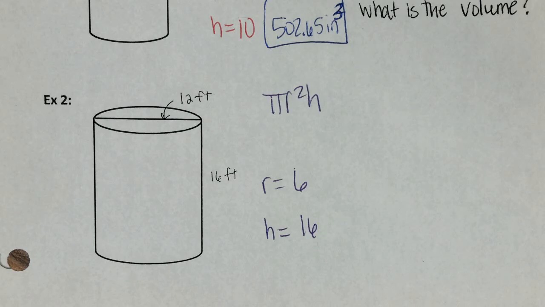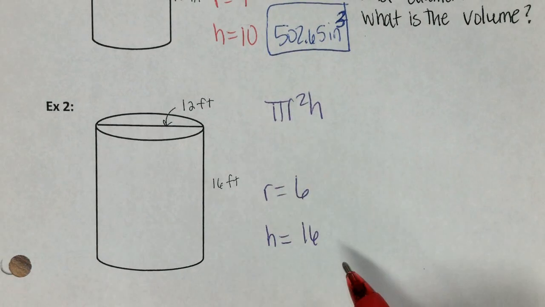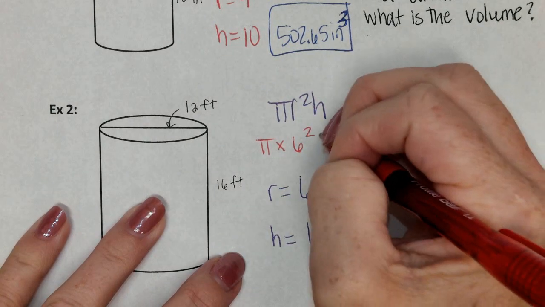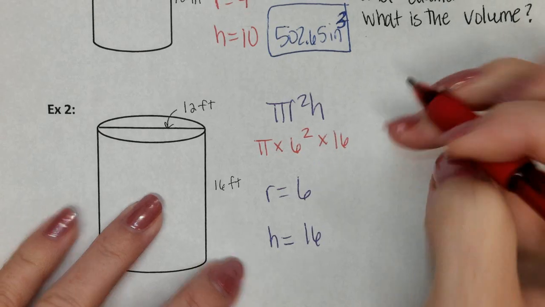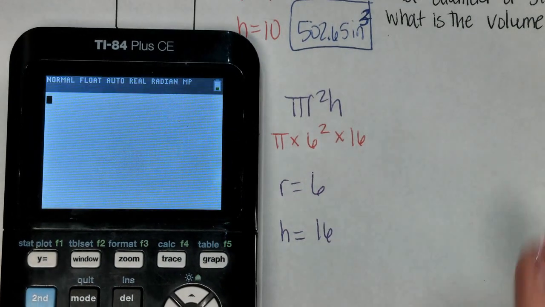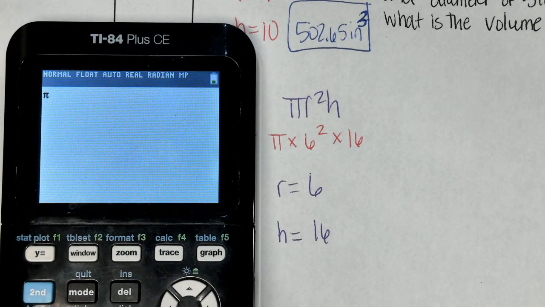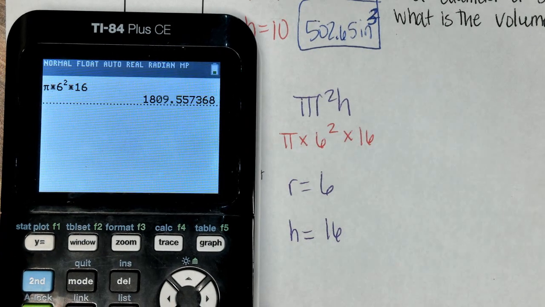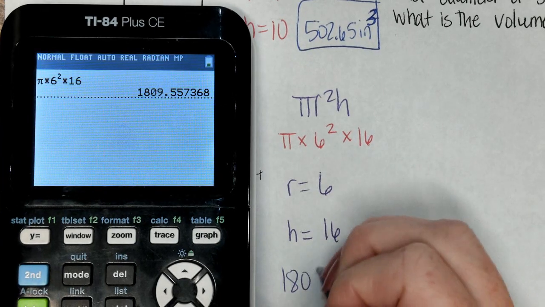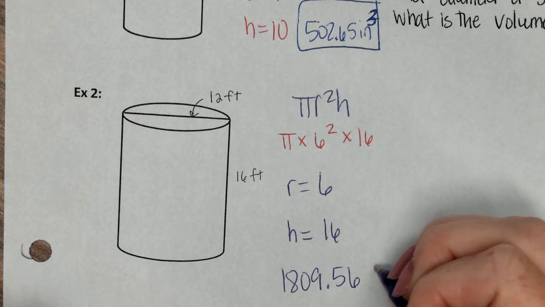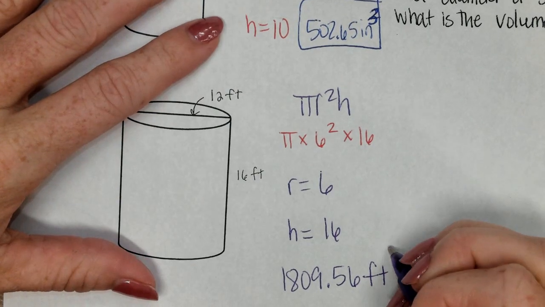Now that I have the pieces I need, I plug them into this formula. So I'm going to do pi times the radius squared, so 6 squared, times the height, which is 16. So pi times 6 squared times 16 is 1,809.56 feet. What do I write for volume? Cubed.